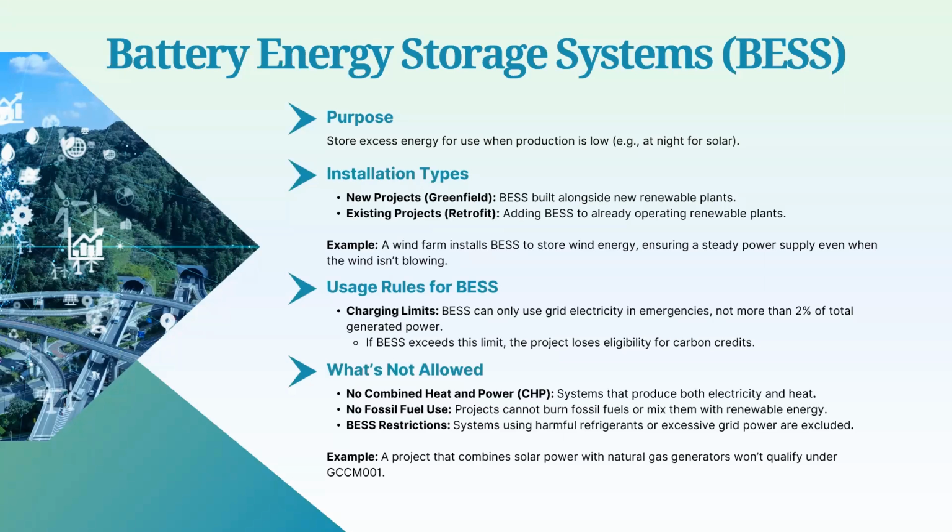They also include some usage rules for these battery energy storage systems, which would be that you could only use grid electricity in emergencies and no more than 2% of the total generated power. Otherwise, the project will lose those carbon credits. They won't be issued in the first place, and you wouldn't have those emission reductions in order to have these carbon credits approved by a verifier or by the registry themselves. What's not allowed with this methodology is combined heat and power, no fossil fuel use, and there are restrictions for the battery energy storage systems. If it's using any harmful refrigerants or excessive grid power, then it would be excluded from this project.